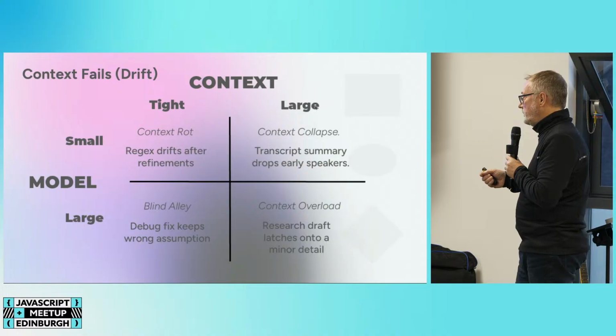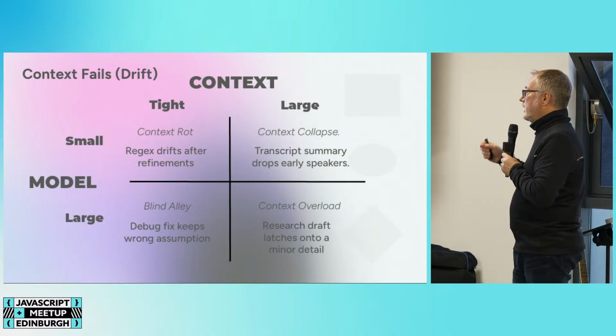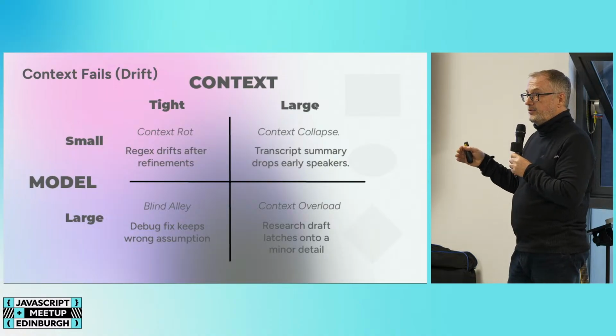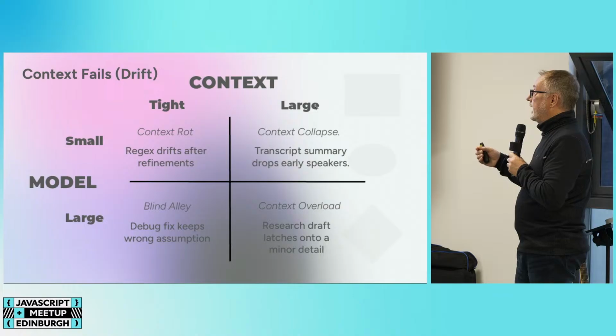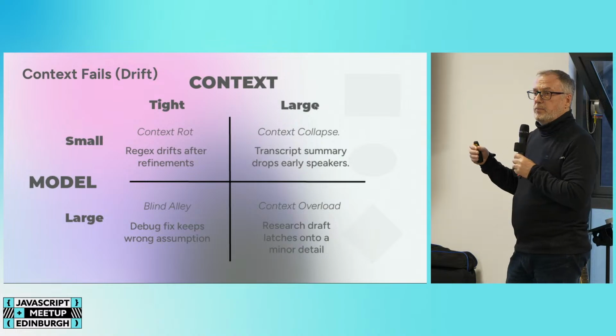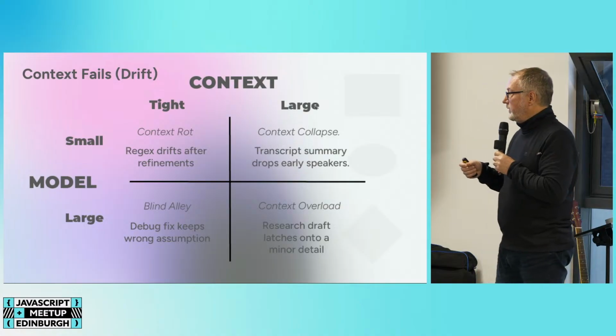like earlier speakers or something like that. Bottom left, we've got blind alley, which we've all been in. We're telling the AI to do something, and it's coming back with the same thing again and again, which is wrong. It's got the wrong inference, and it's no doubt because of the tight context. So it keeps bringing back the same wrong thing, and it becomes very annoying.